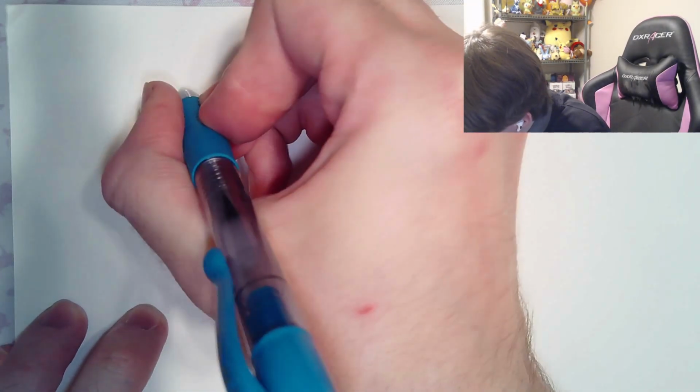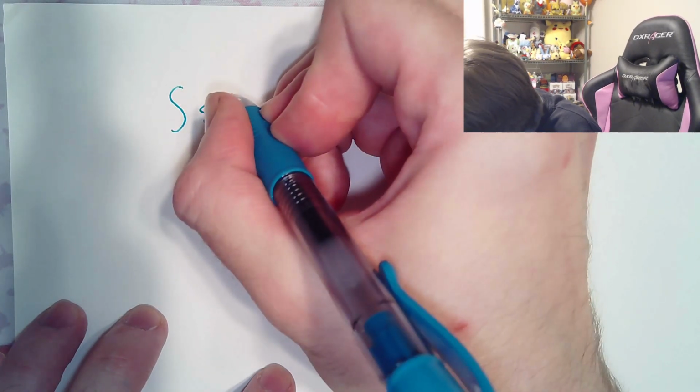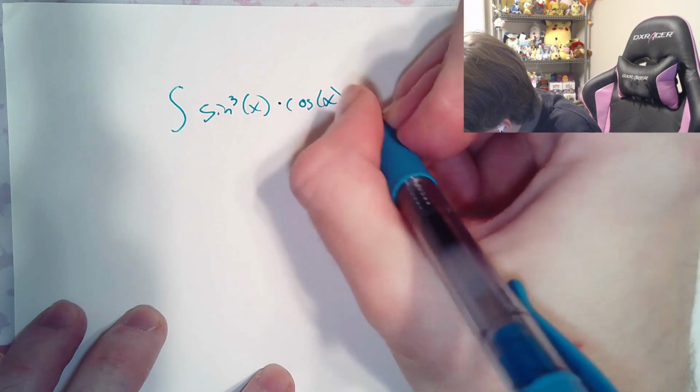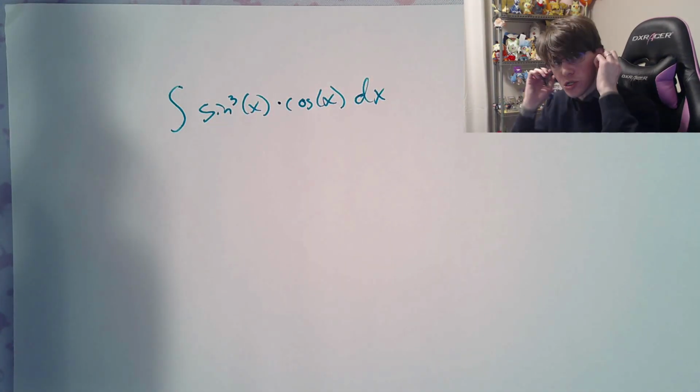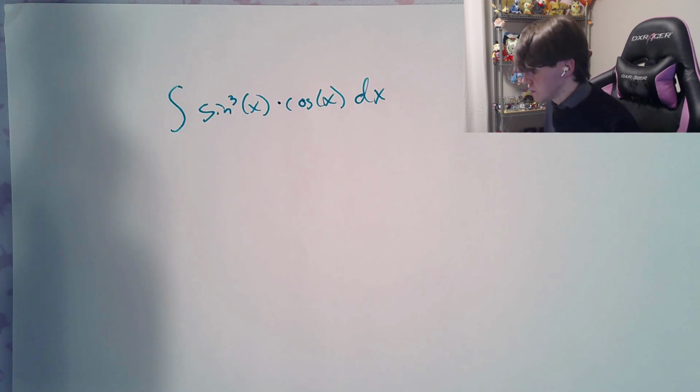We got antiderivatives. We got integrals. Here we go. Number 19. Let's hop right into this one. We have the antiderivative of the sine cubed of x multiplied by the cosine of x dx. So a great tip in questions like these, if you don't know what to do in a lot of these antiderivatives, you want to use u substitution.